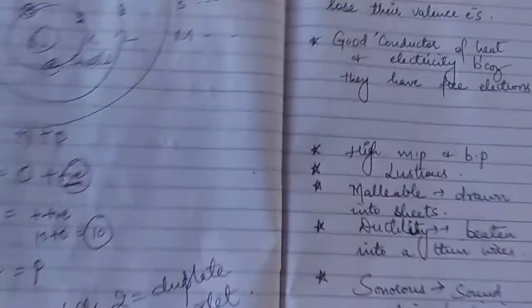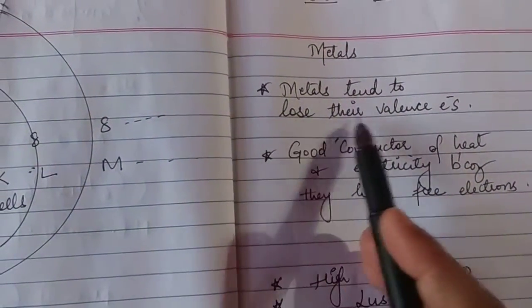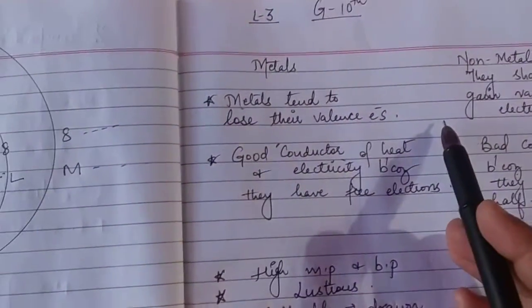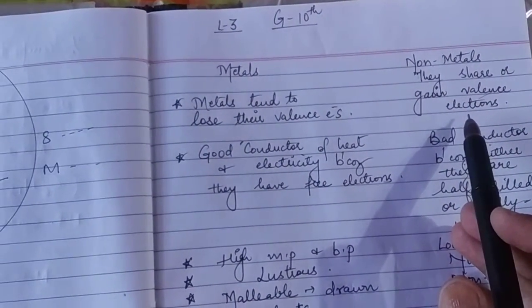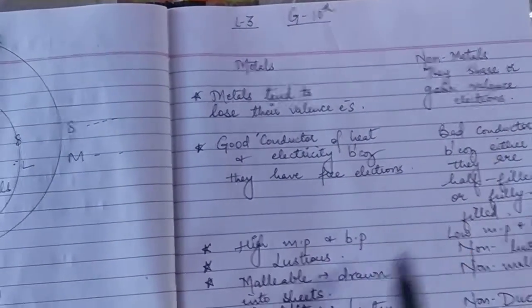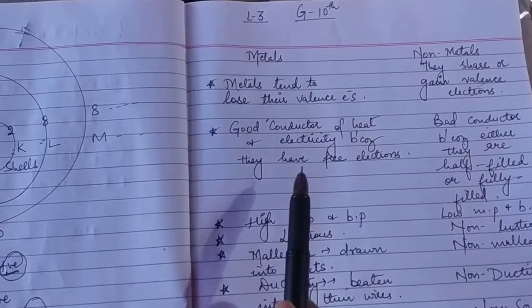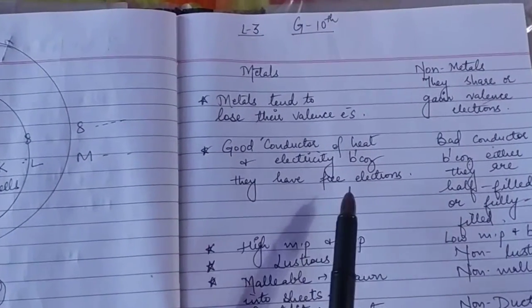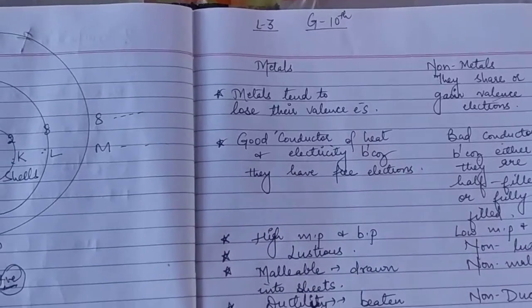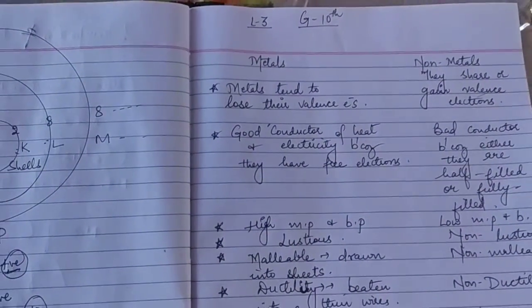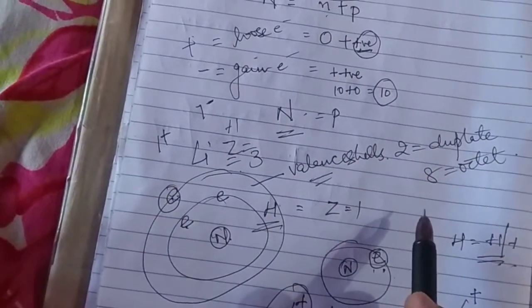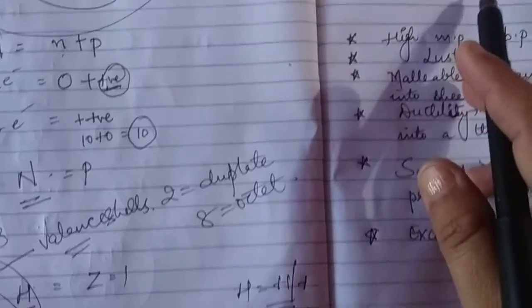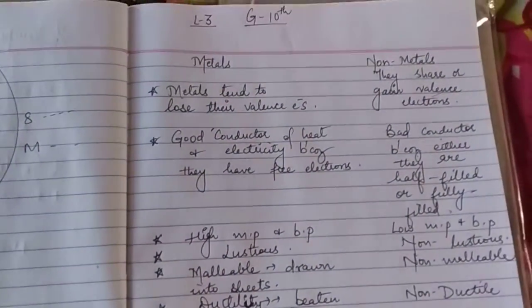Correct? So move to metals. Metals tend to lose their valence electrons, and non-metals either share or gain the valence electrons. Clear? I think the first point is clear to you. The second is good conductor of heat and electricity, because they have free electrons. You know that they are good conductors, but for what reason? Because they have free electrons. See, they are free. They are not combined with any other atom. So they are freely existing, so they conduct electricity.